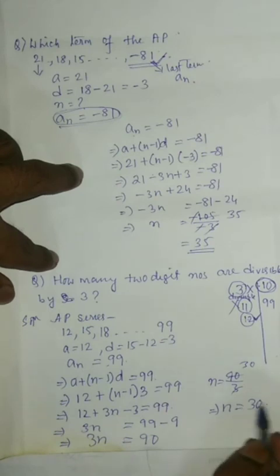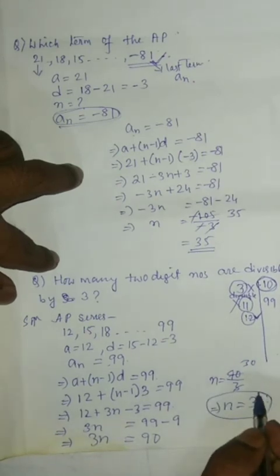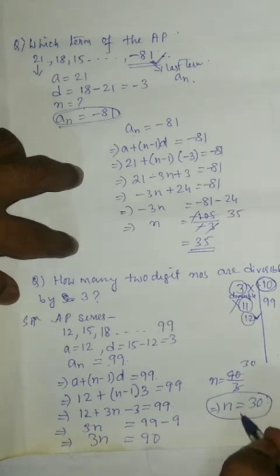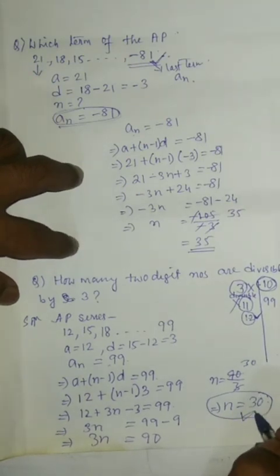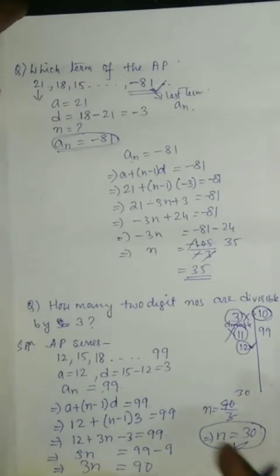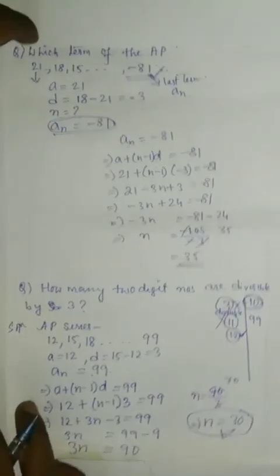Okay student, so there are 30 terms, 30 numbers of terms which are divisible by 3. Okay student, so I hope you have understood the AP term.